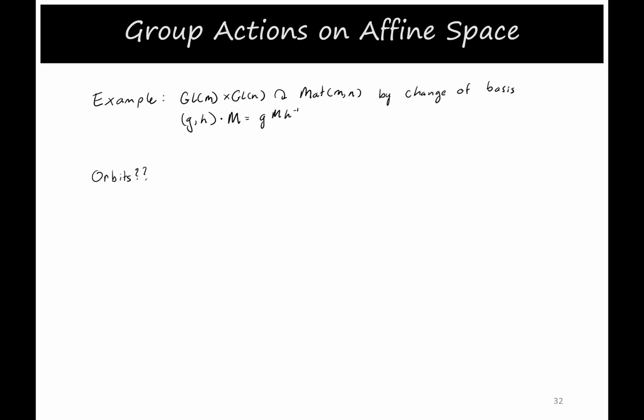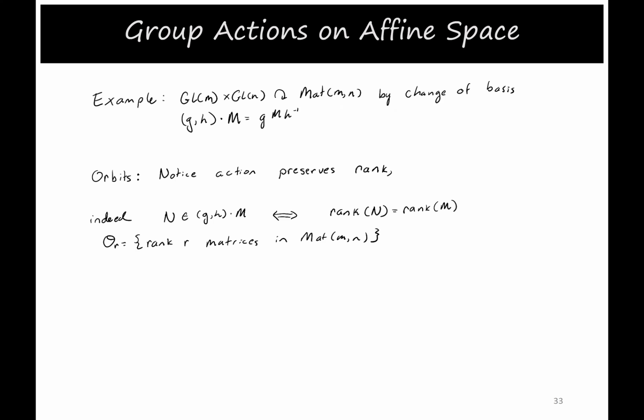Yeah, just reduced row echelon form. And so it really comes down to how many ones there are in this reduced row echelon form, which is also known as rank. So these orbits really just get classified by the rank of the matrix, which again, how natural is that? Like that's just a very, very natural condition. So this action preserves rank, and indeed, 2 things have the same rank if and only if they're in the same orbit.